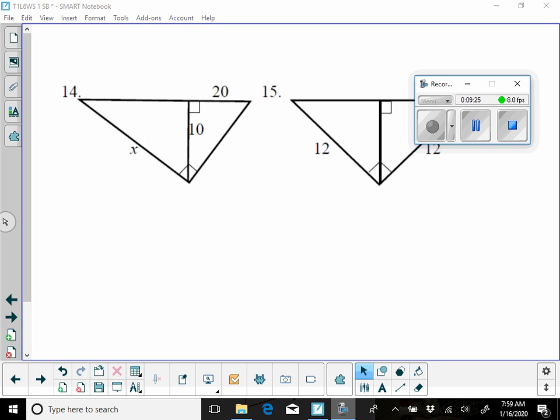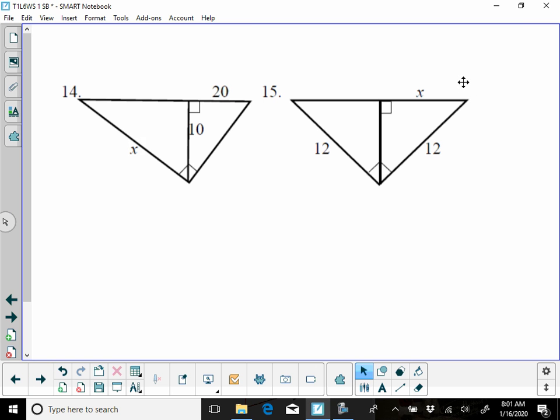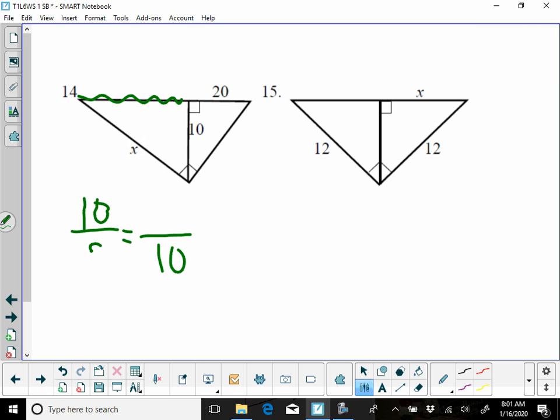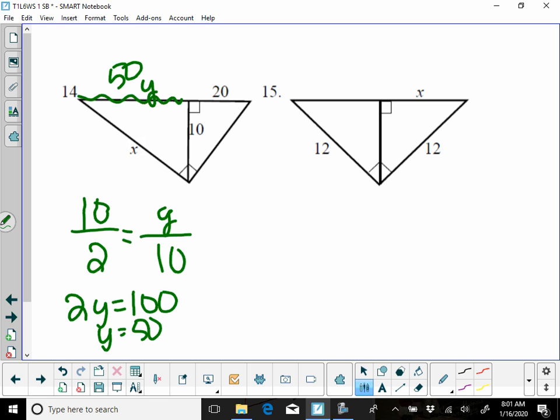So let's look now at number 14. If I was working on this one, even though I don't need this piece, I'm going to find this piece first. The reason I'm going to find that piece is because I already have the height here, so I can go height up, height down. Segment 1, and then we'll make this our segment 2. So that's going to give me 2y is equal to 100, so therefore y is equal to 50. So now I know this side, and now I can do Pythagorean theorem to find my missing side if I wanted to.